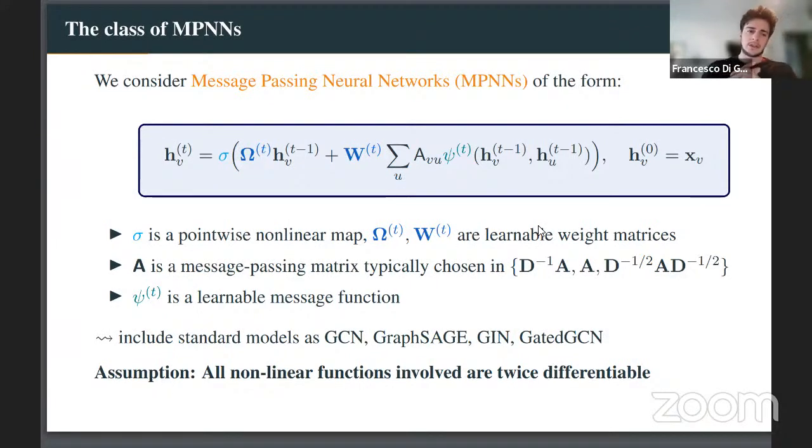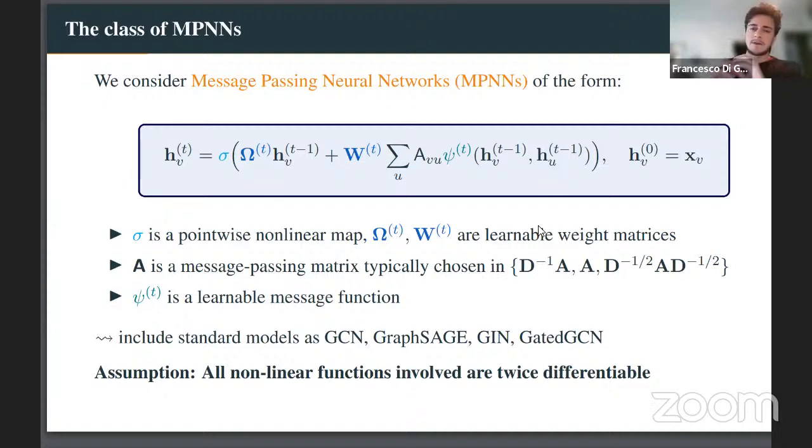Now, you should probably see that this form of message passing network is quite common. In fact, many standard models like GCN, GraphSAGE, graph isomorphism networks, or gated GCN take this form for certain choices of sigma, the adjacency matrix A, and the message function psi.